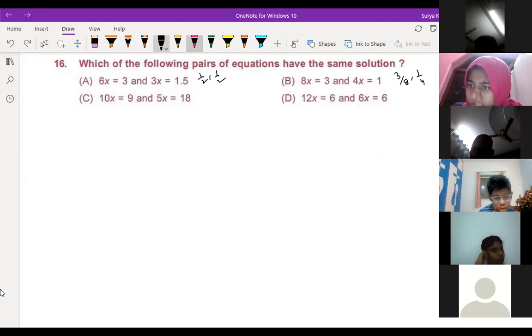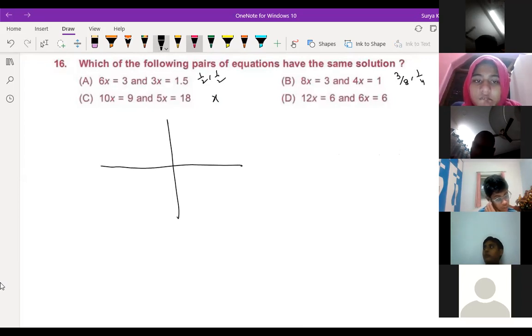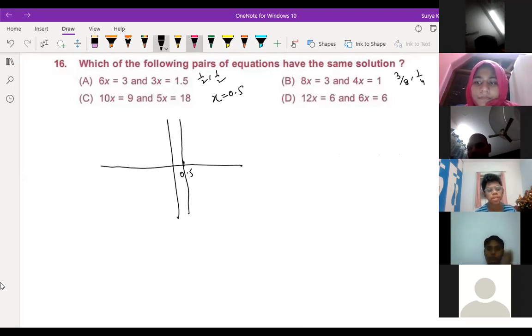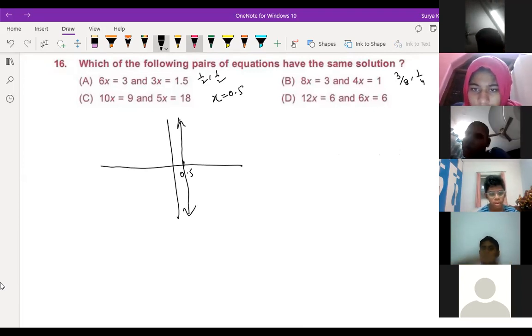Everyone knows that, right? This is a line. If I write here x is equal to 0.5, then x equal to 0.5 is here, so this will be parallel to the y-axis. This is the line, and this line will be for both equations, the first equation as well as the second equation. So these lines are coincident, right? And coincident lines have the same solution.